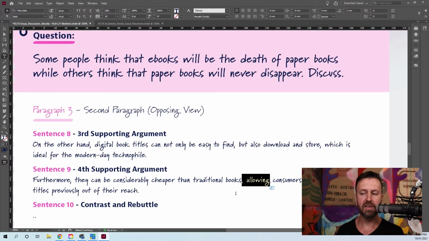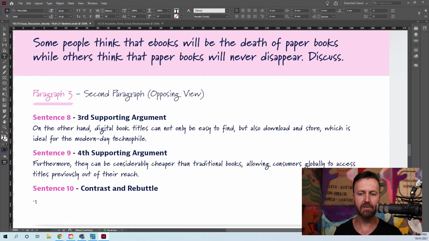Now this is a good little structure here. It's like saying which allows, comma, allowing consumers globally to access titles previously out of their reach. If something's out of your reach, you can't access it either through cost or because of geographical location. Okay, so we've got our couple of reasons there why we believe that digital book titles or e-readers will be the death of paper books, because titles can not only be easy to find and download and store, but they're also considerably cheaper. And we mapped all that at the start of this essay. I say contrast and rebuttal.